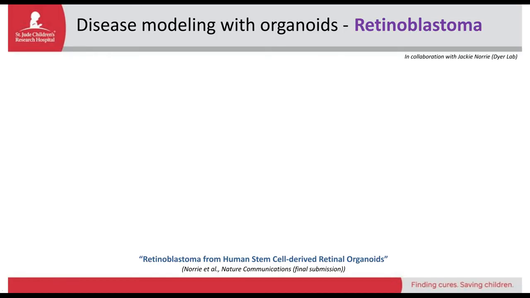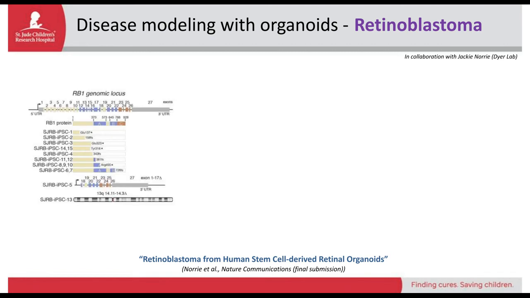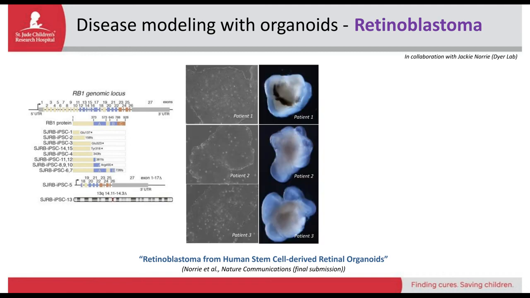So once we had the protocol, we worked very closely with Jackie, who's an excellent postdoc in the Dyer lab. What Jackie and her other collaborators basically did was collect donor cells from 15 different retinoblastoma patients, carrying a wide range of mutations in the RB1 locus. They then generated iPS lines from these 15 different individuals. We then screened the iPS clones. We did a neural rosette formation assay, and we selected the clones that had high neurogenic potential.